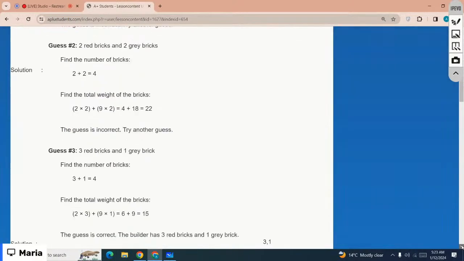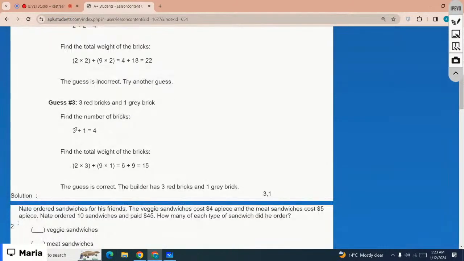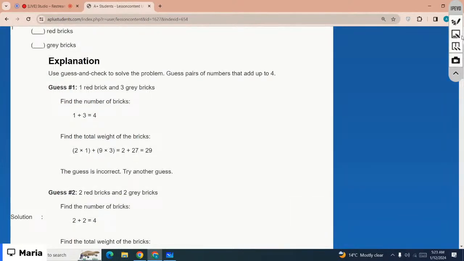Okay, the correct one is 3 plus 1. You have 3 red bricks and 1 gray brick. When you multiply 3 times 2 it makes 6, and 9 plus 1 times 1 makes 9. So that means the total weight is 15 kilograms, right? So that means you have 3 red bricks and 1 gray brick. Got it?